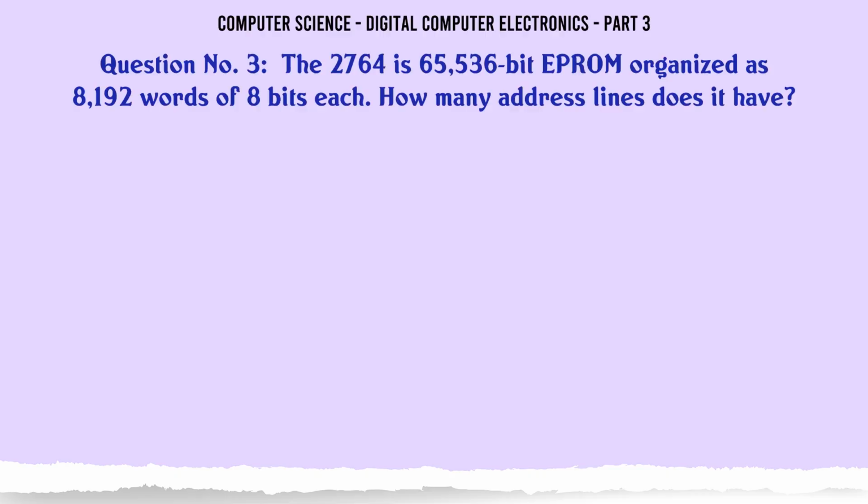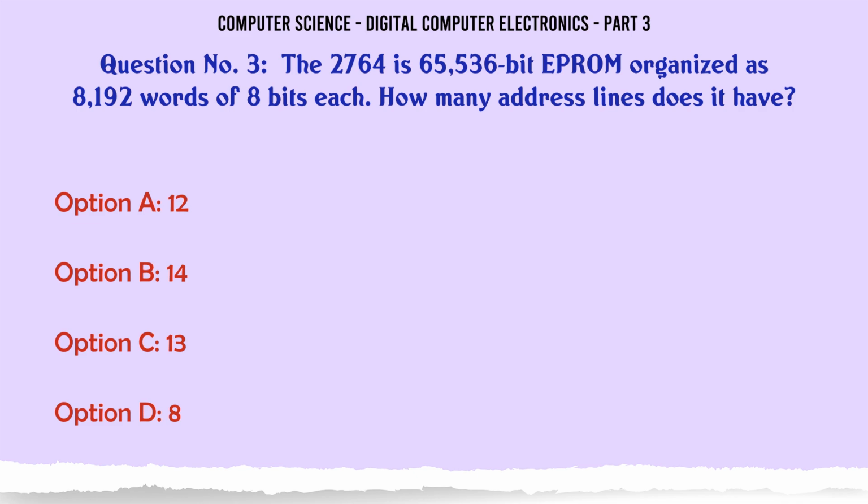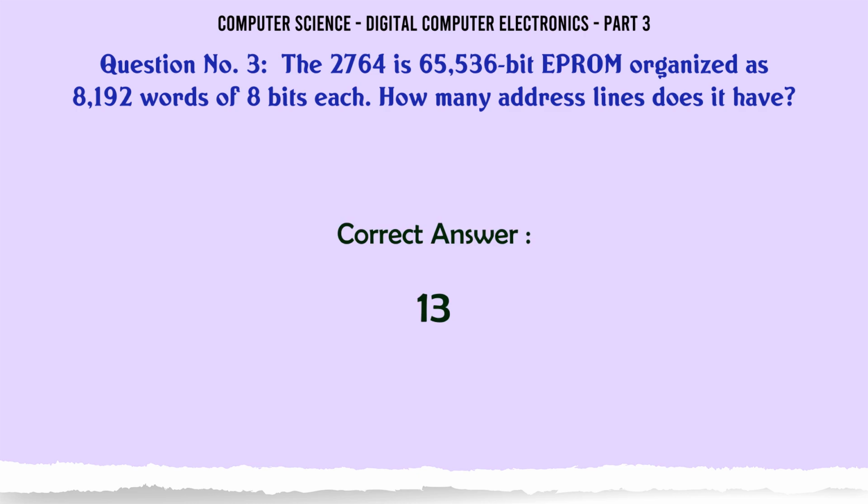The 2764 is 65,536-bit EPROM organized as 8192 words of 8 bits each. How many address lines does it have? A 12. B 14. C 13. D 8. The correct answer is 13.